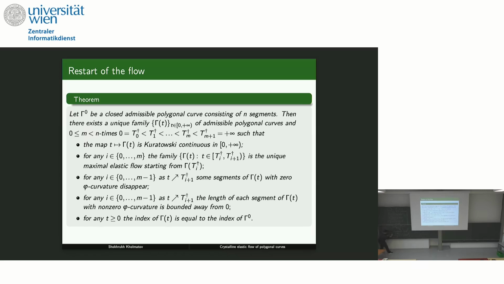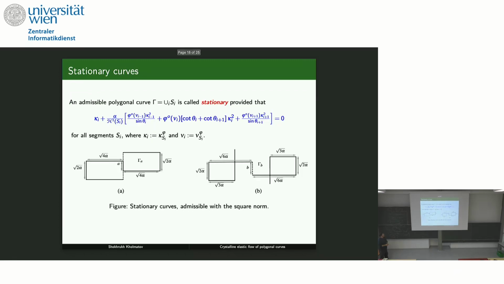And now this solves my issue, so I can define my flow, not in a very beautiful way, with restarts, but up to maximal time, infinity times. And then I come to the second question, related to what happens as time goes to plus infinity, and what is the behavior of my flow, at least in the case of bounded curves.